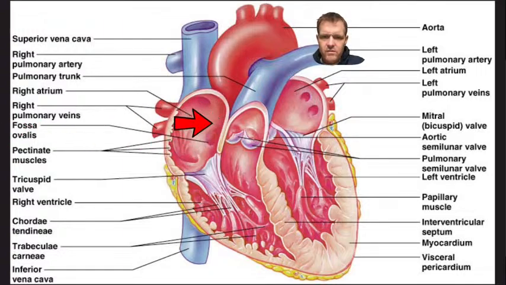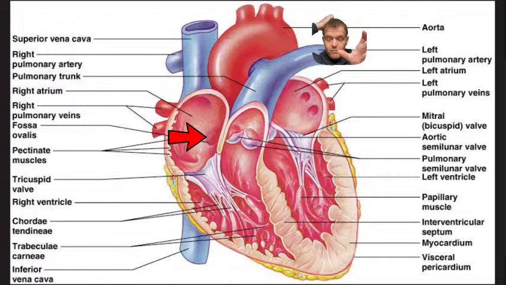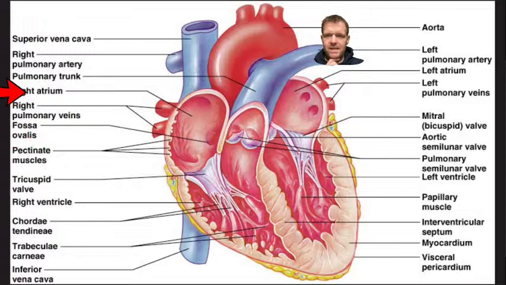This here, the fossa ovale, was an opening in the embryo. Just before you're born, that closes up. There's basically a gap, or a hole rather, between your right and left atrium, which is like a membranous tissue that becomes a bit more solid over time. So you've got an indentation on either side of the right and left atrium, which is a kind of legacy of that fossa ovale.